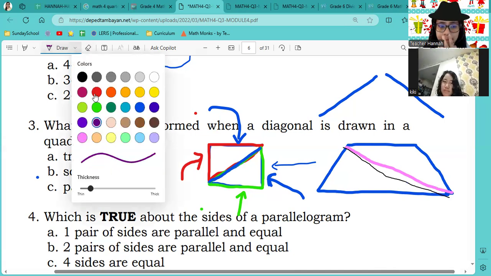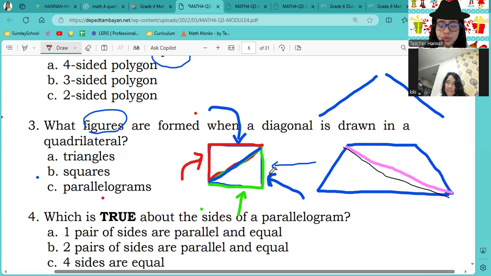Square. No, there's no square there. Trapezoid. Okay, so you have the trapezoid, the blue line, right? How about the other one? Okay, I'm going to draw it. This one, this, and this. What shape is this? Trapezoid. This one, the red line. Does it look like a square? No. Triangle. Okay, how about the other one?